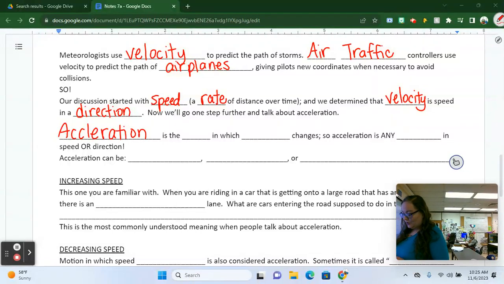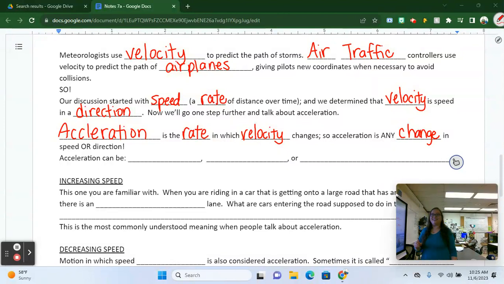Acceleration. So acceleration is the rate. So yet again, that means it involves what? If it's a rate, it has to use time. Exactly. So acceleration is the rate at which velocity changes. So acceleration is any change in speed or direction.